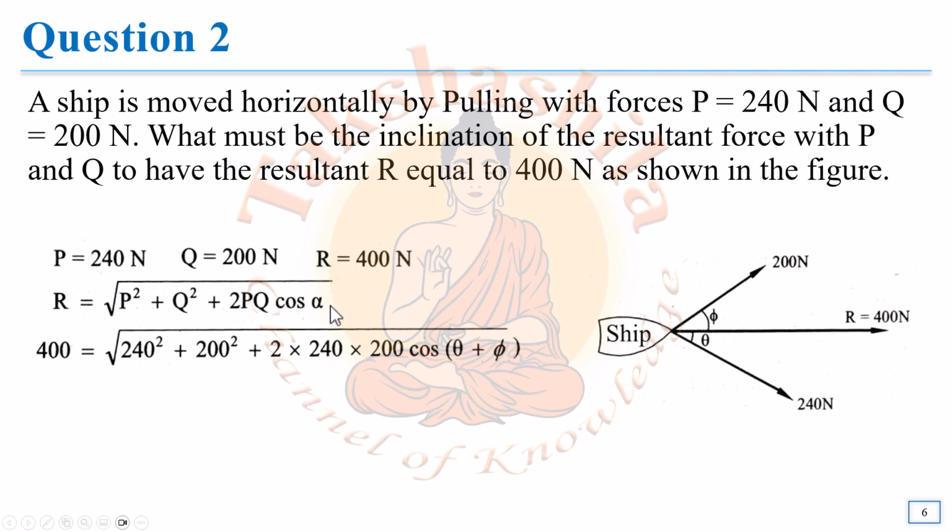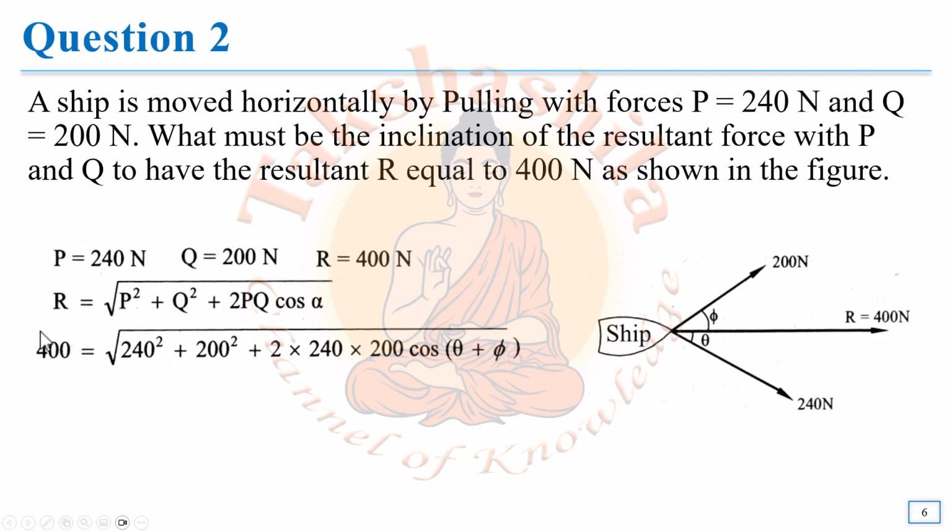What is alpha? Alpha is the angle between the two forces, that is, the angle between P and Q. In this figure you can see P is 240, Q is 200, and the angle between them is theta plus phi, the total angle between these forces. So instead of alpha, I am writing it as theta plus phi.